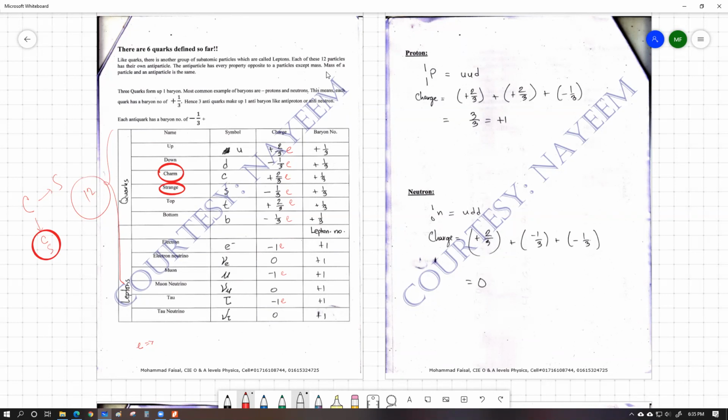So if you have a look at this list, you have to understand that electron is the first particle. Electron is given by E minus. This is a very early sign that we adopted, and this one's charge is minus 1e, and it has a lepton number of plus 1. Because this is a lepton, that's why it has a lepton number of plus 1.